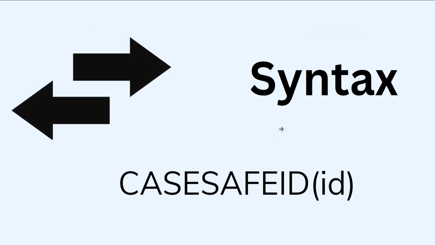Here ID is the parameter whose value you want to replace with the case insensitive 18 character ID. So you can pass any of the text field to the parameter, or you can directly pass the 15 character ID enclosed in the quotation mark. So let's proceed and see how you can use the CASESAFEID function in Salesforce Lightning and Classic.